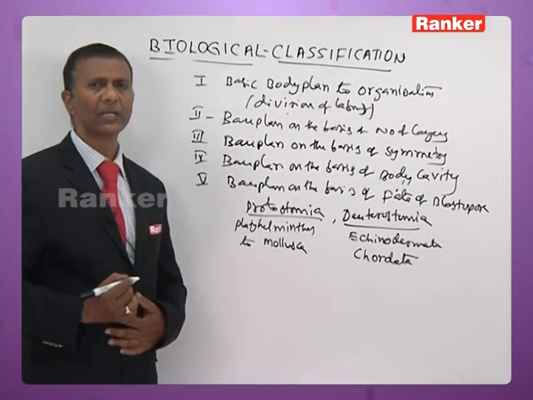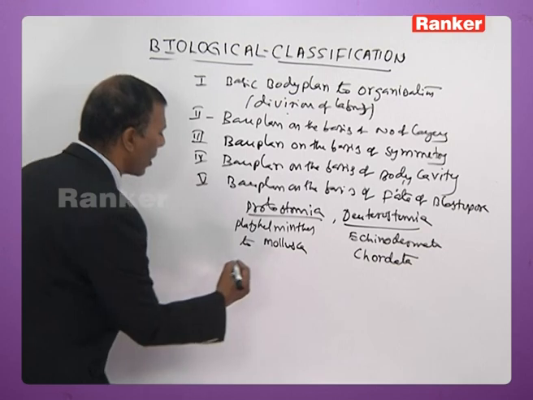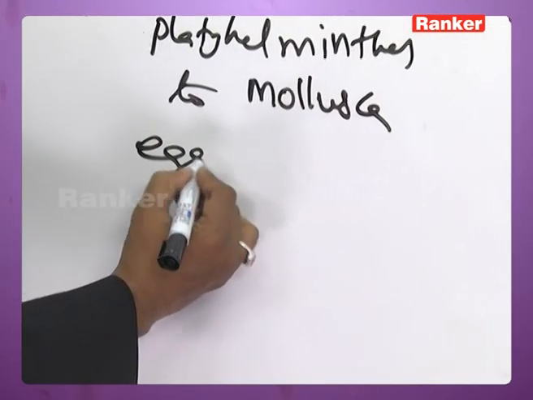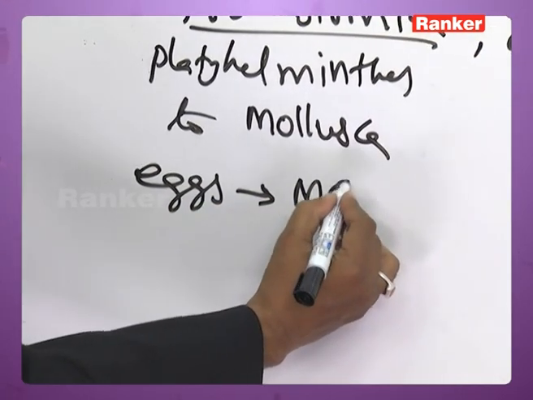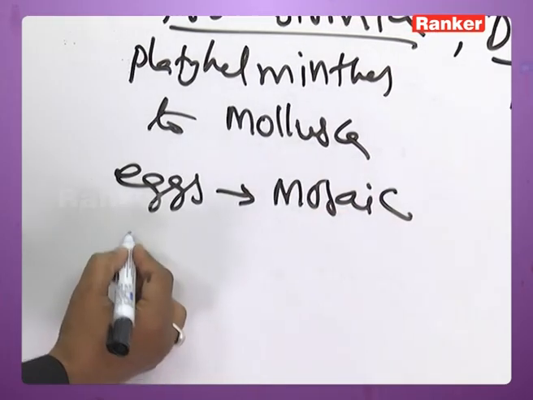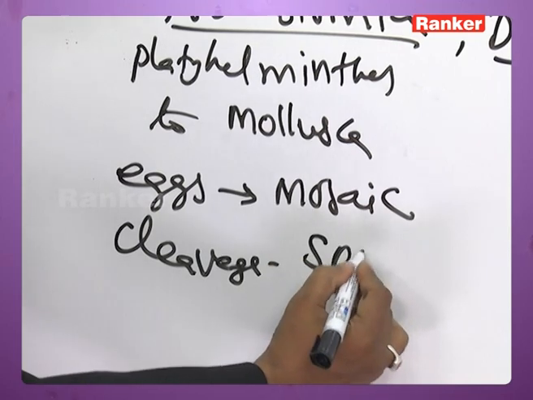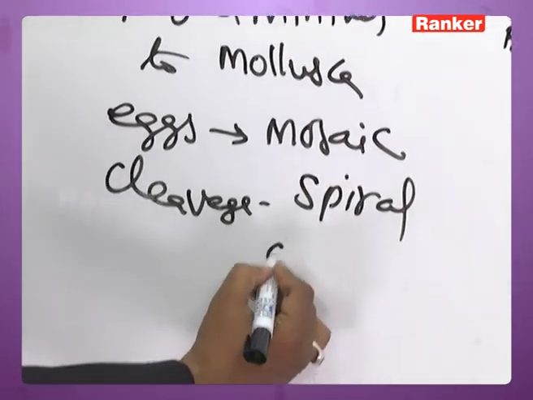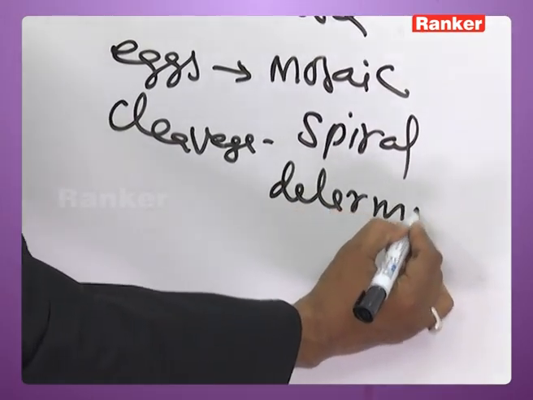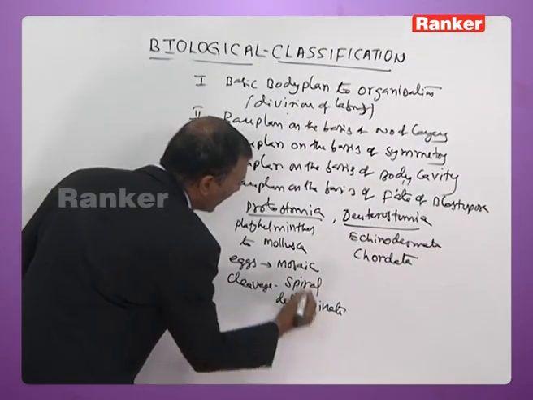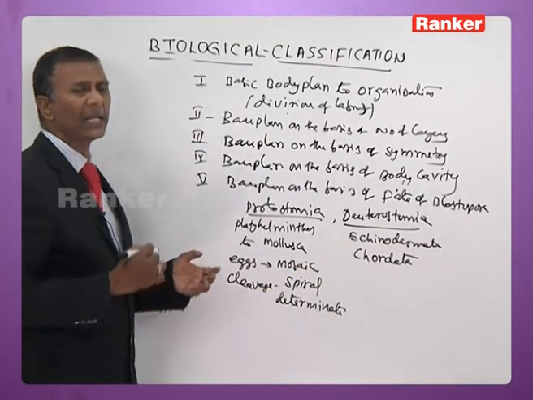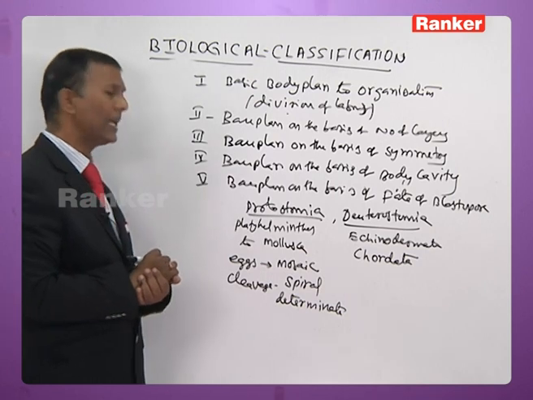Now in protostomians, the eggs are called mosaic eggs, and cleavage is spiral and determinate. Cleavage is spiral determinate and the eggs are referred to as mosaic eggs.